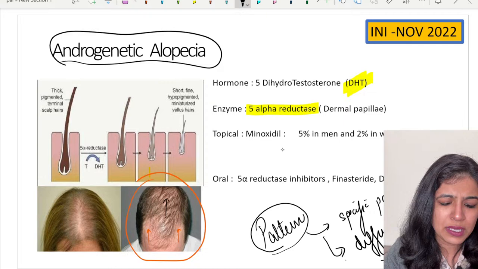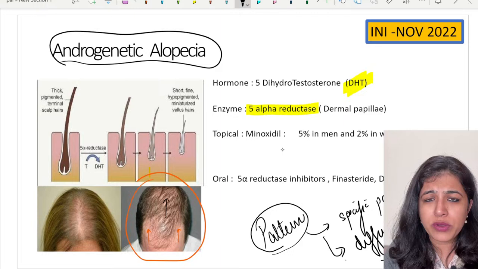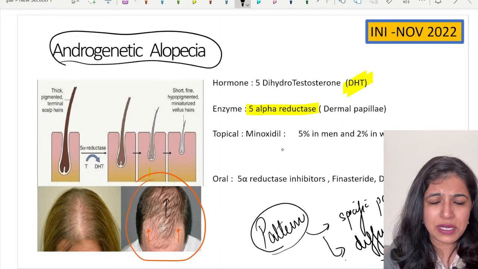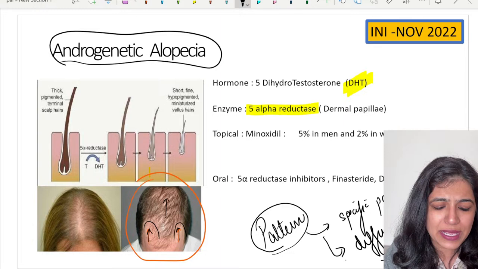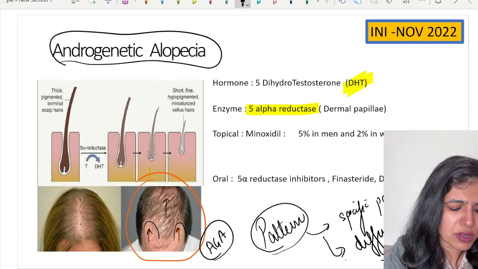In this session, I will be focusing on more of how to identify images than the theory. So whatever theory is written, you can read. I will be just talking about the images. So what we have here is this photo of a male in which you see that the recession has started in the frontotemporal areas and it is going towards the crown. So this kind of an image, the diagnosis is AGA. In the women, you will see that the hair fall is more in the central parting. This is how you identify AGA in the exam.